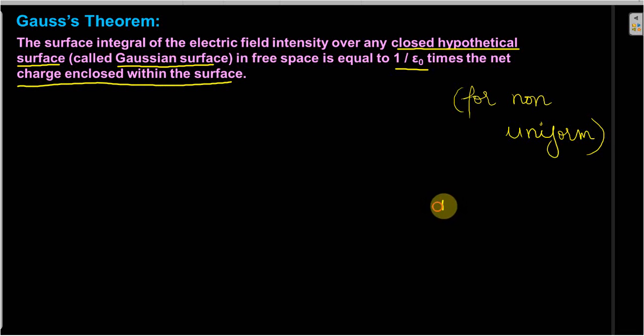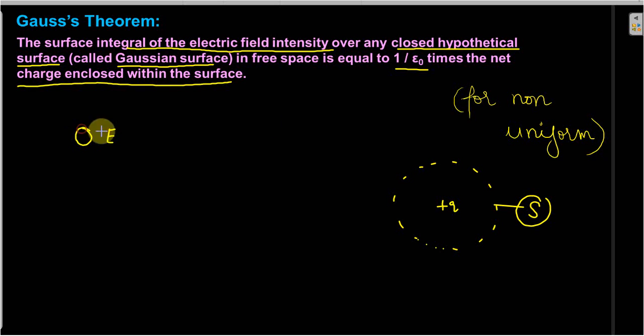So let us consider a positive Q charge is there and we will imagine a surface, and let that surface be imaginary. It's not an actual surface, we will imagine this surface and this is known as a Gaussian surface or hypothetical surface. So the surface integral of the electric field intensity. Let us consider E is the electric field intensity on this surface S. Let the area of the surface be S. And this is a closed surface. We imagine here a closed surface.